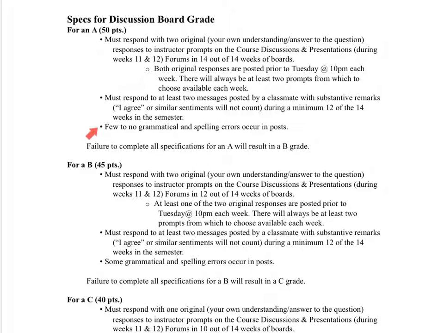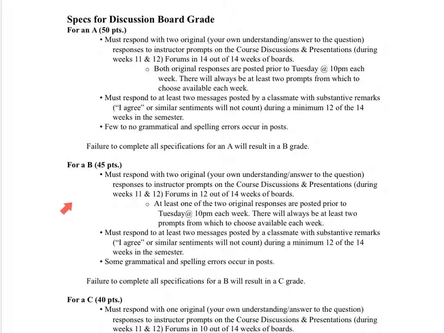Again, the best posts, the ones that will receive an A, will have very few to no grammatical or spelling errors in the posts. And I have given you the ability to go in and edit your posts if you need to, once you've gone through and looked at it. If they have some grammatical errors or spelling errors, I've given you the option to be able to go in there and edit your own responses so that you can clear those up.